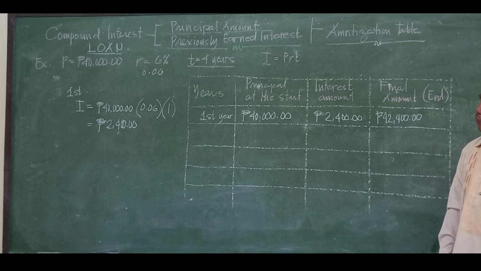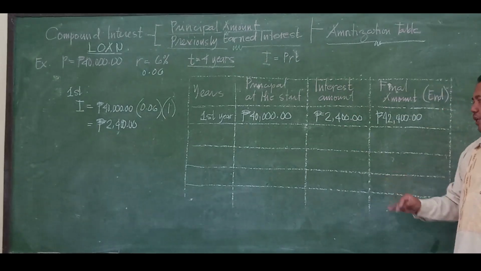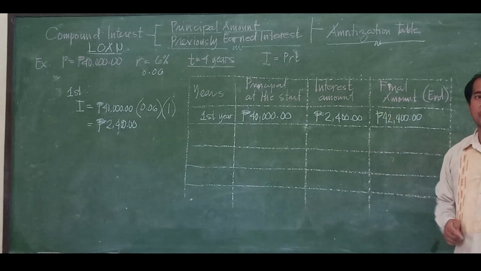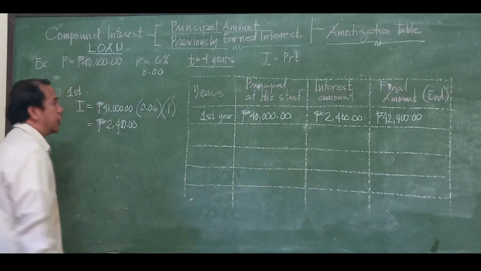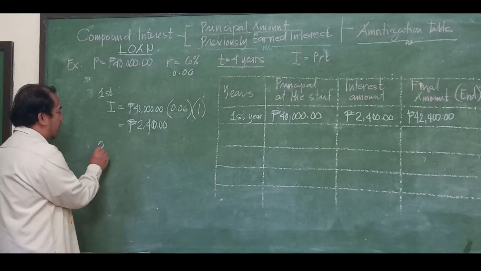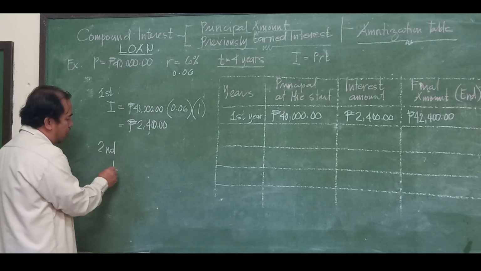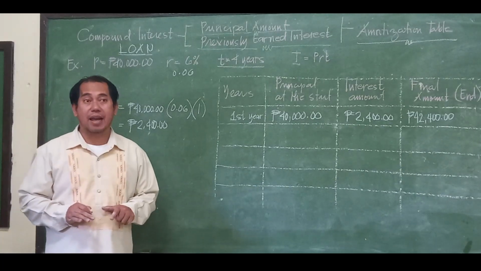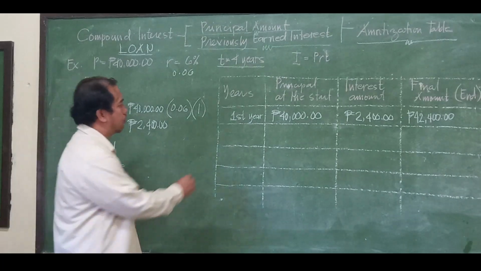But what about if we are going to consider calculating every year and complete the amortization table up to 4 years? Meaning to say, we do the same. How are we going to compute for the second year? For the second year, our interest will have a different principal. What would be the principal that we are going to make use of for the second year?